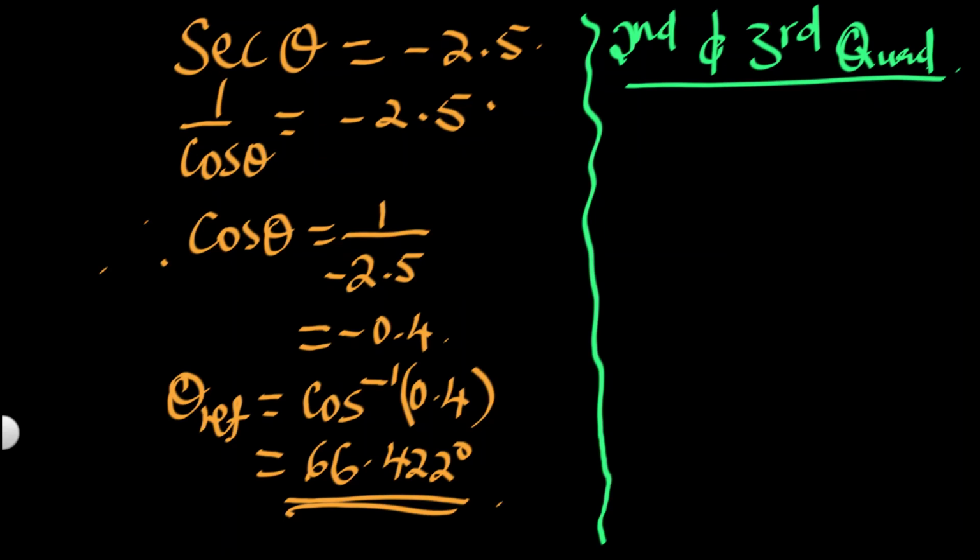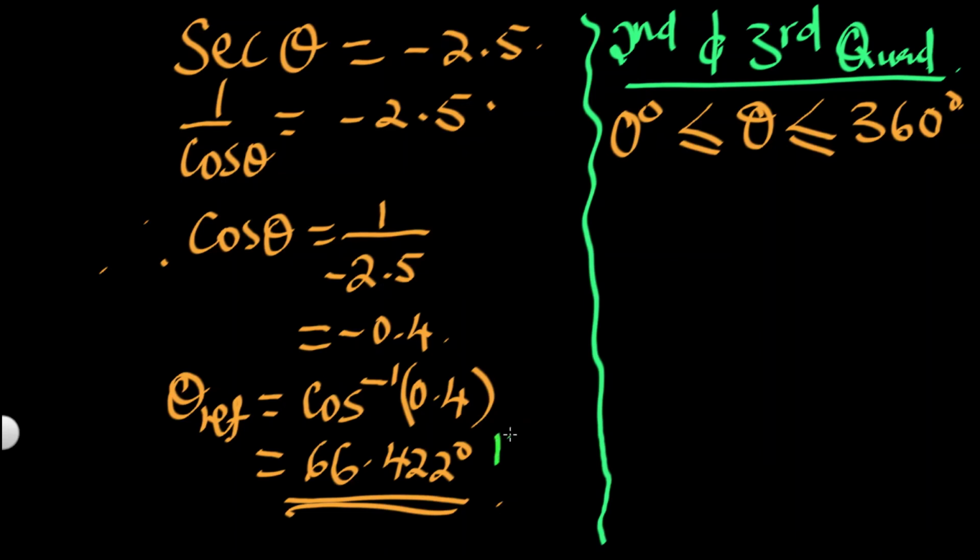Is it part of my answers? It is not, because my answers should be from 0 degrees less than or equal to theta less than or equal to 360 degrees. And because I know I should be in the second quadrant and the third quadrant, 66.422 is in the first quadrant. So this is in the first quadrant. First, it cannot be part of my answers, but I need that.